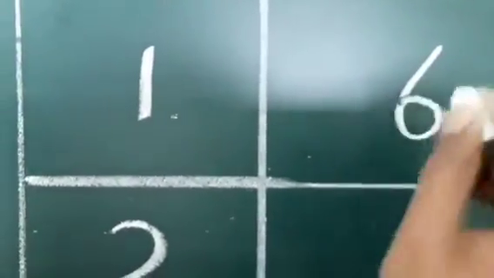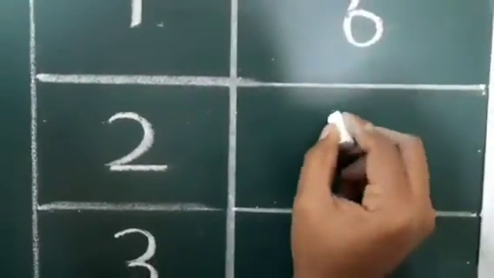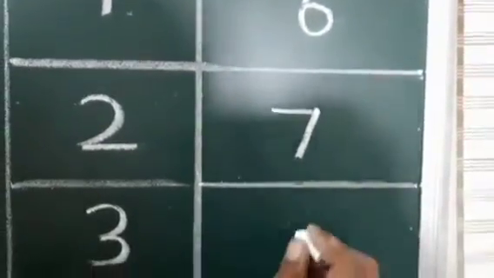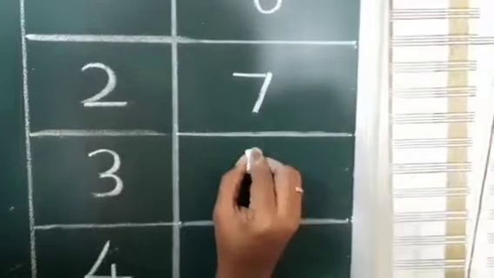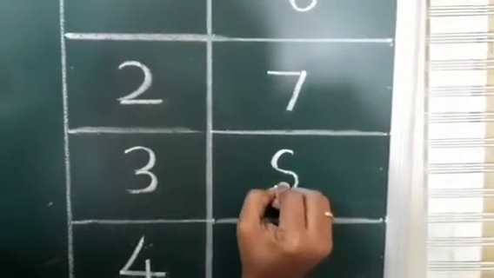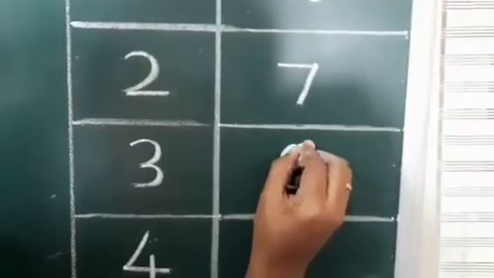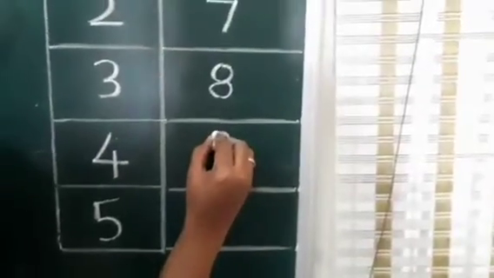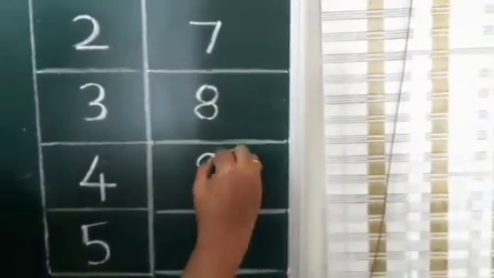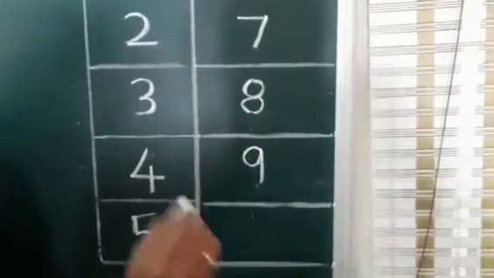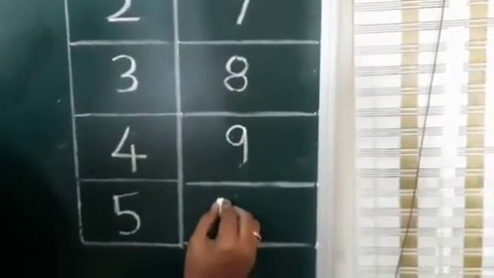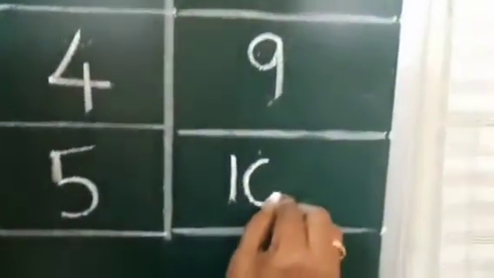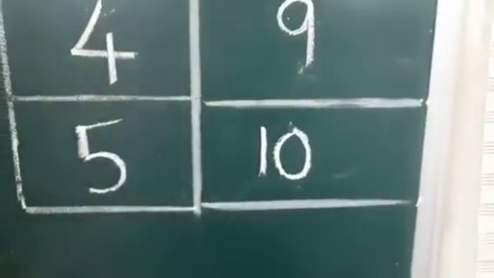5 after 6. Slanting line, left curve. 6. 6 after 7. Sleeping line, slanting line. 7. 7 after 8. Right curve, left curve, right curve, left curve. 8. 8 after 9. Start from here. Circle, standing line. 9. 9 after 10. Standing line, this is number 1, and here 0. 10.